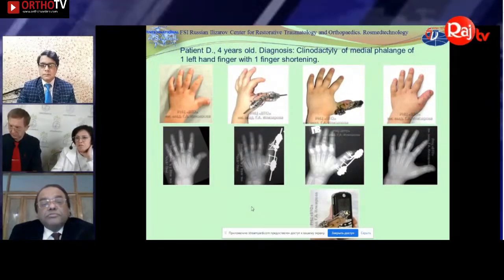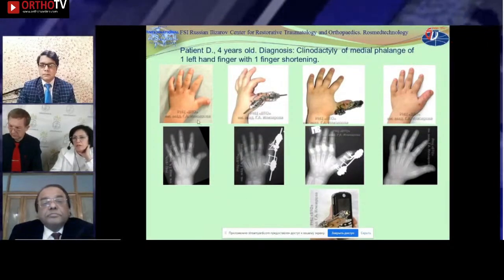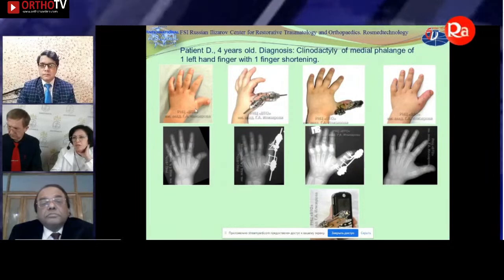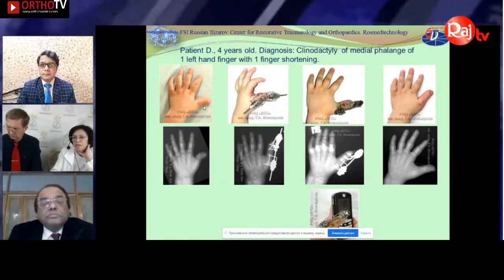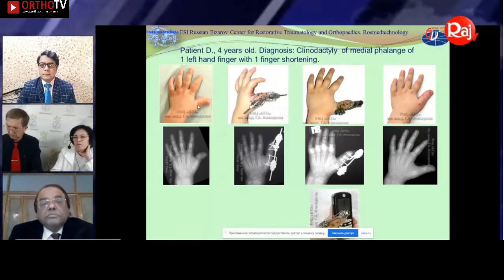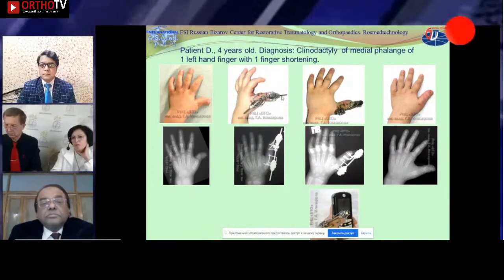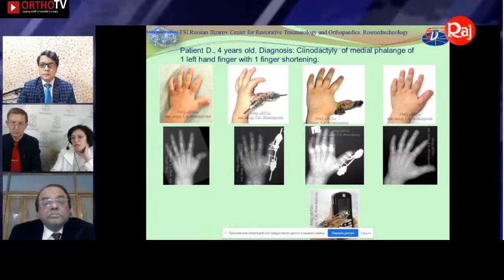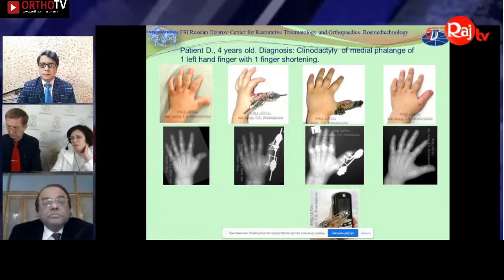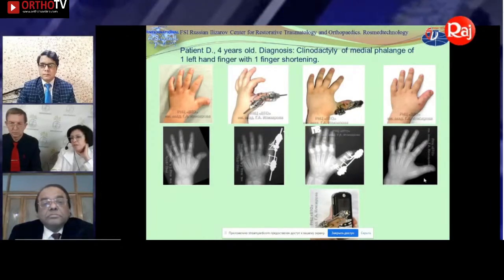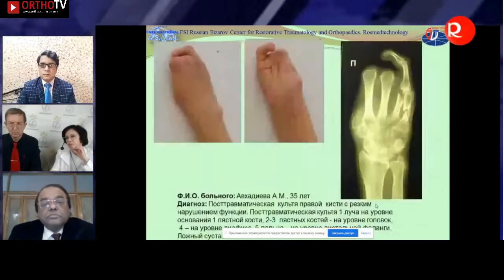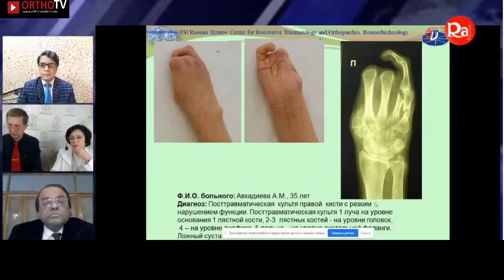And clinical case, patient with congenital deformity, clinodactyly of medial phalanx, and shortening of first finger, osteosynthesis, lengthening, and result of operation, and X-ray after operation.